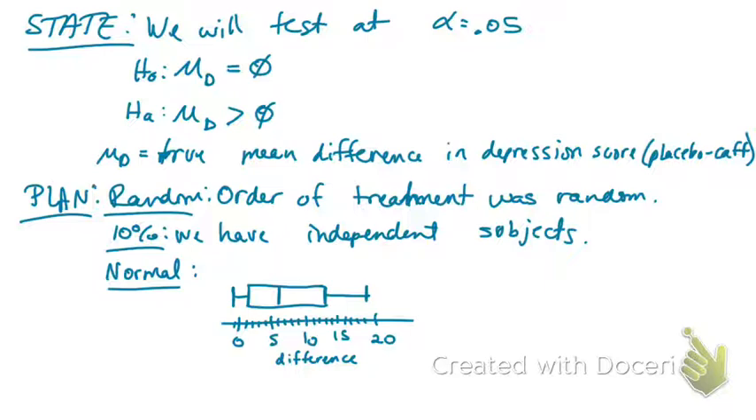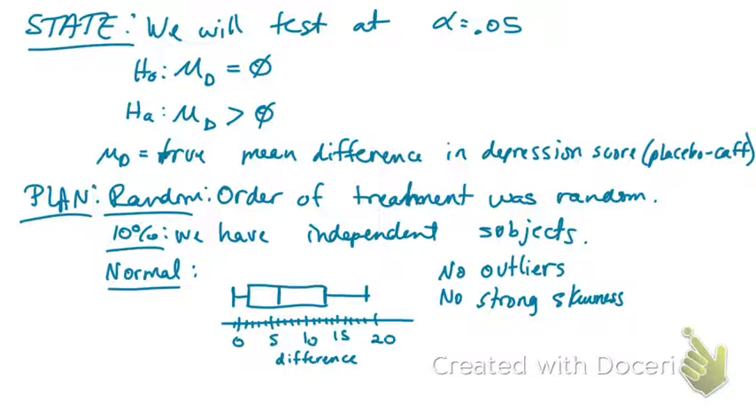Okay, and what do we need to notate underneath this normal condition here by our box plot? What do we need to write down here? No outliers. Okay, what else? No strong skewness.